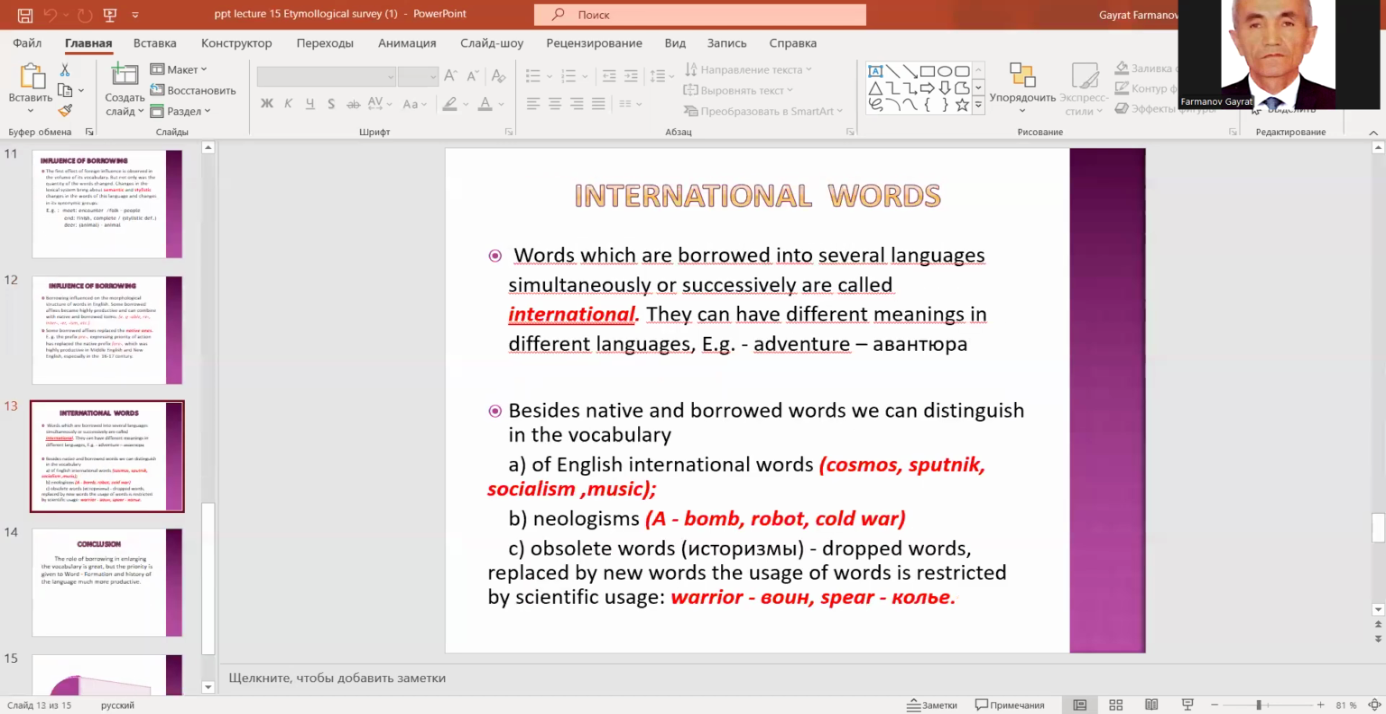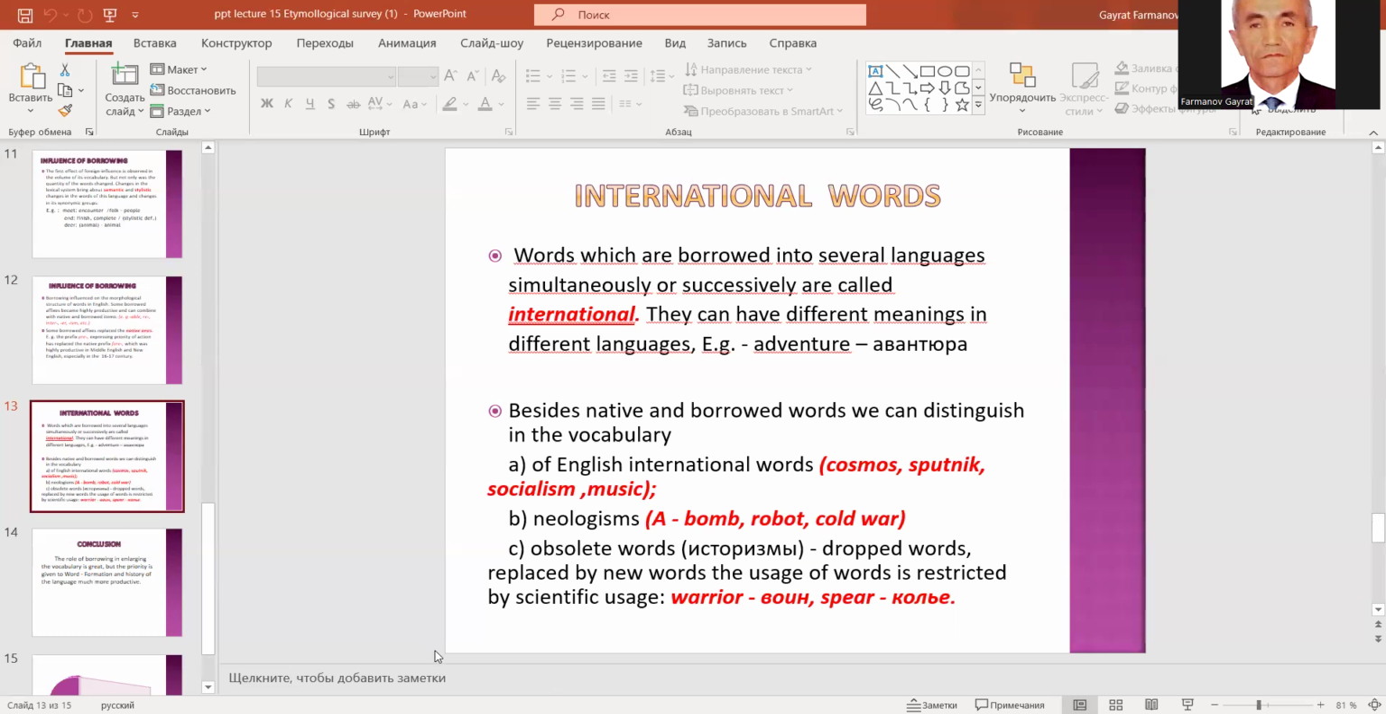International words. Words which are borrowed into several languages simultaneously or successively are called international. They can have different meanings in different languages. For example, adventure, aventura.